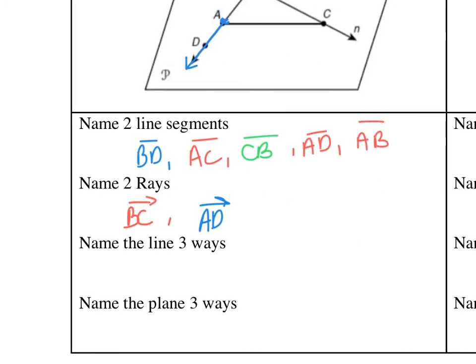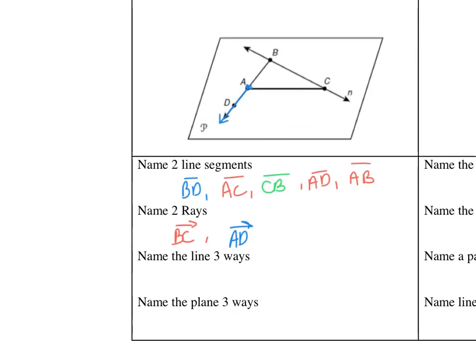Now what we're going to do is name the line in 3 different ways. Now when looking at our image, we actually only have one line in our problem. And we know that lines go on forever and ever and ever in both directions. So the line that we're looking at is actually this one right here, the one that contains B, C, and N. So we know that we can name a line using one letter, and it's right here. I can name this as line N. I can also name it as line BC.